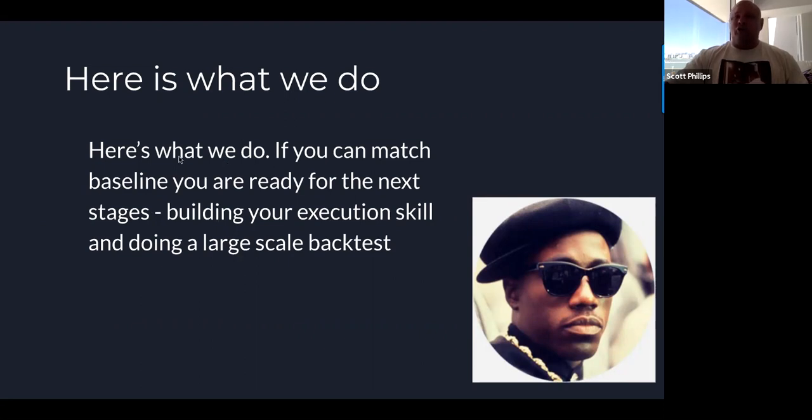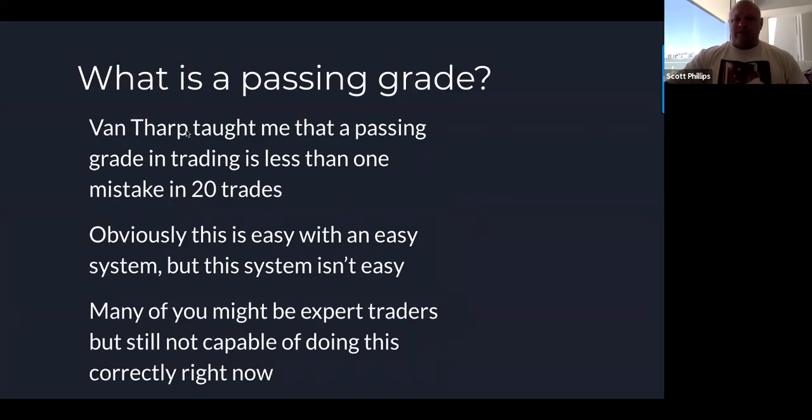So until you can match the baseline, until you can recognize these setups perfectly every single time, you're not ready for the next stage. You're in a garbage in, garbage out situation. If you're feeding garbage into the machine, you're going to get garbage out. So what is a passing grade? Van Tharp has a very good objective measure of a passing grade. A passing grade in trading is less than 1 mistake in 20 trades. And an excellent grade in trading is making very infrequent mistakes.